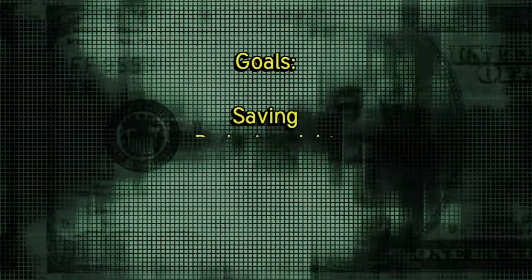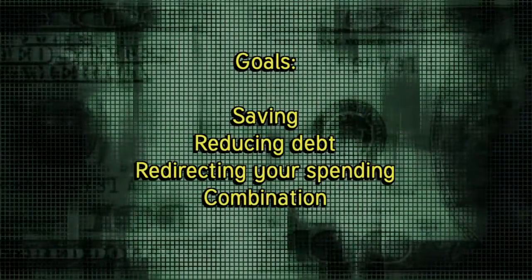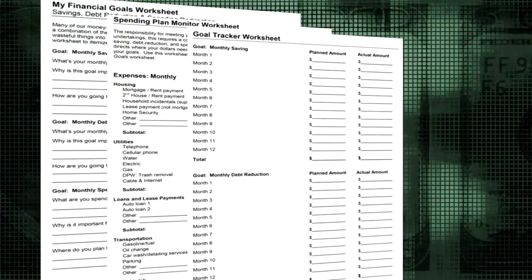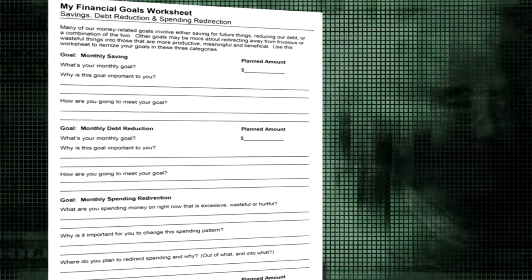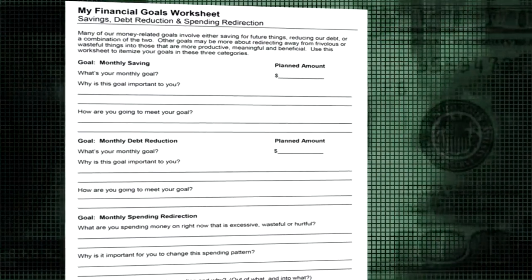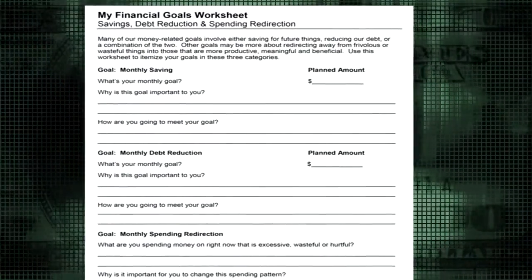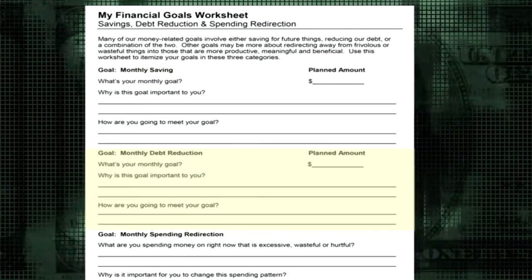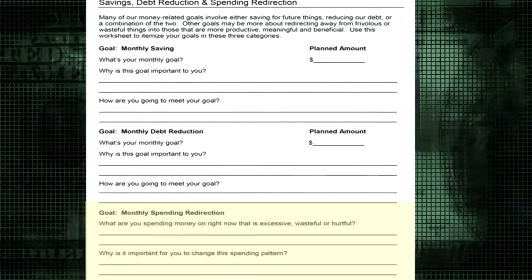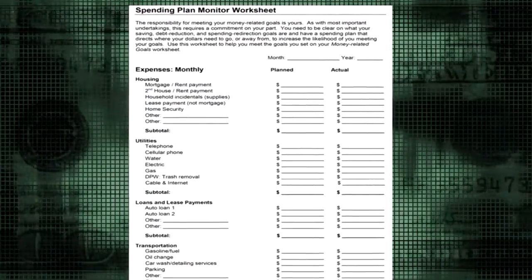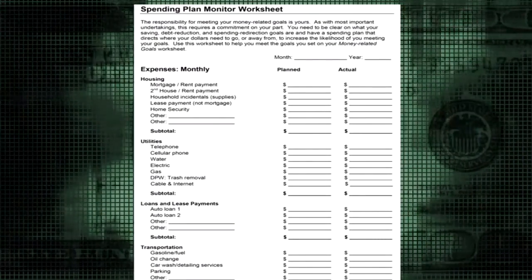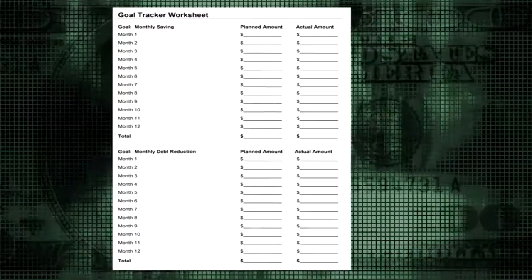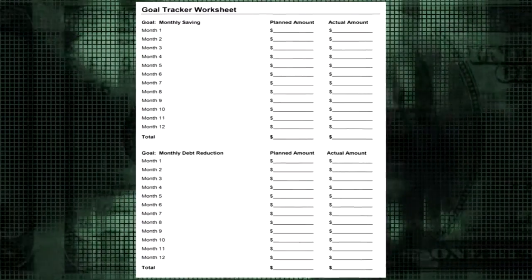Whether your goal is saving, reducing debt, redirecting your spending, or a combination of goals, you'll use three worksheets in the following sequence. You'll use the My Financial Goals worksheet to organize and itemize your goals in three categories: saving, reducing debt, and redirecting spending. The Spending Plan Monitor helps you implement and monitor the spending plan you develop to meet your financial goals on the My Financial Goals worksheet. Use the Goal Tracker worksheet to track your monthly progress towards meeting your goals.